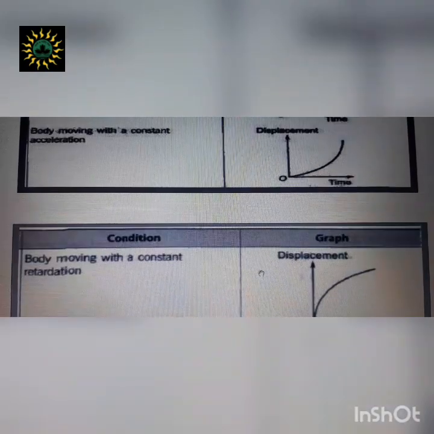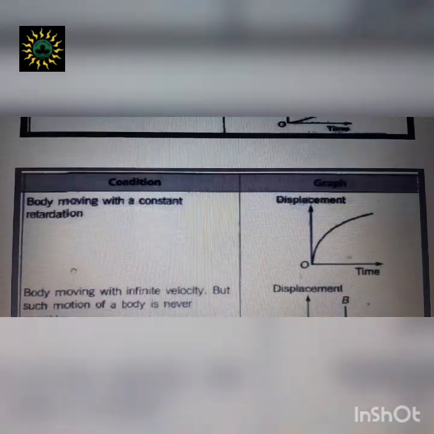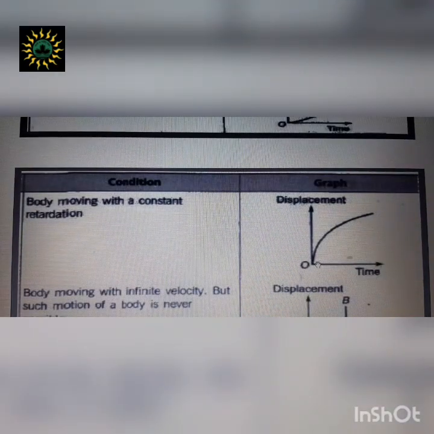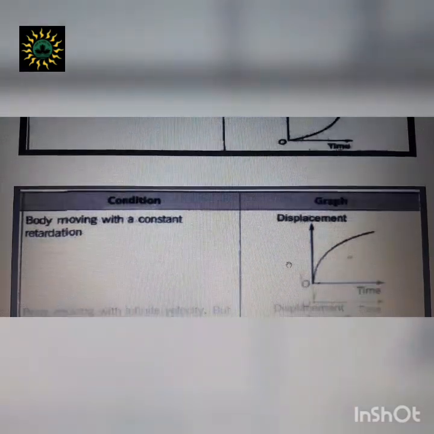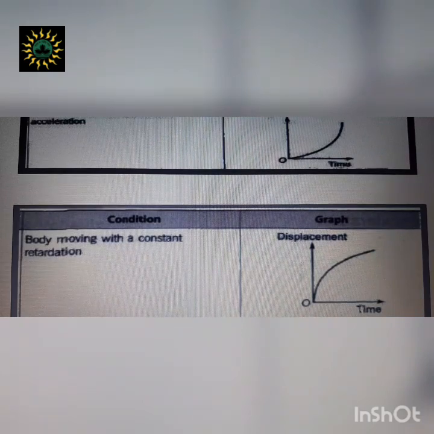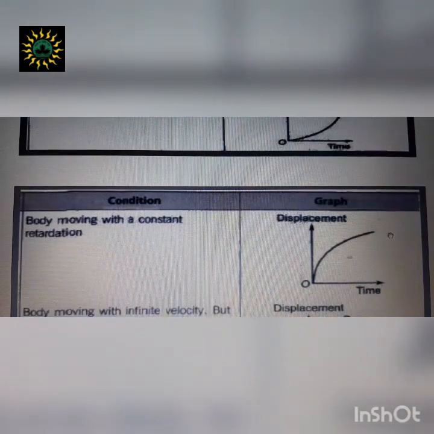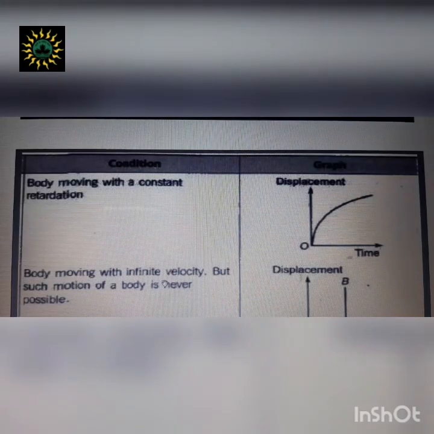Now the body is moving with a constant retardation. It is exactly the same, but the nature of the curve will be a parabolic curve, but [in the opposite direction], increasing and then decreasing. Now the body is moving with infinite velocity.